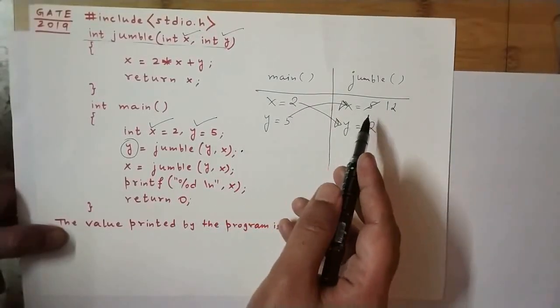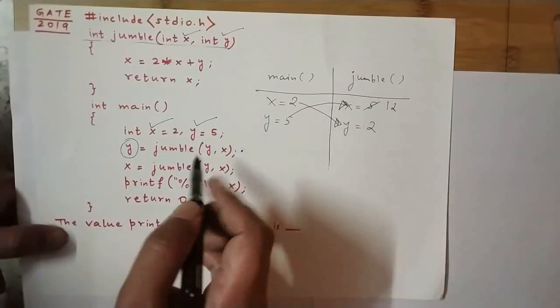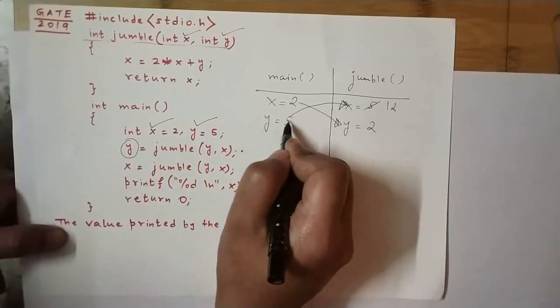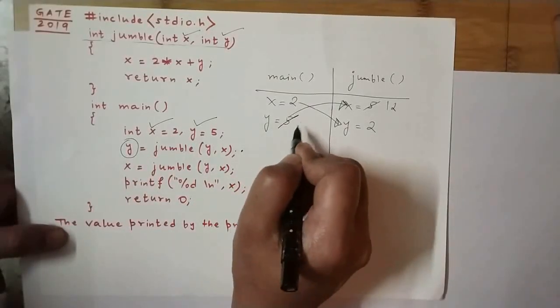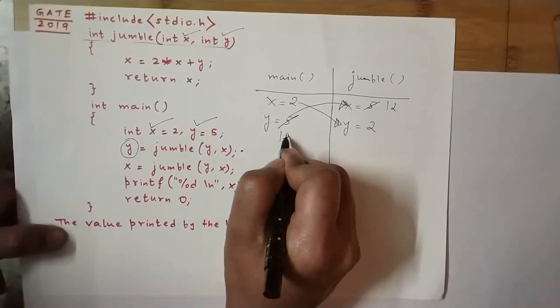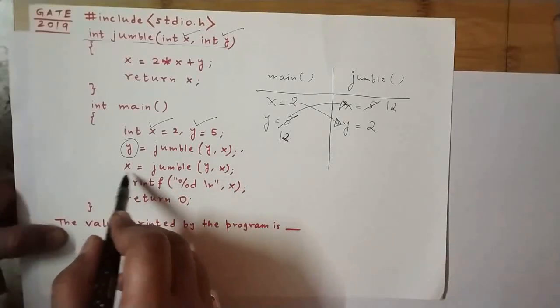Now after x gets a value of 12, you're also returning this value of x. And who is receiving this return value? The variable y. That means y will now change from 5 to 12. I hope this was quite simple. So y changes to 12. Now moving on to the next line.